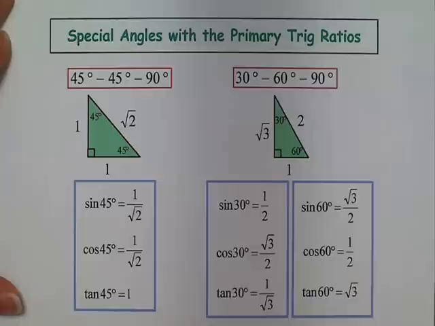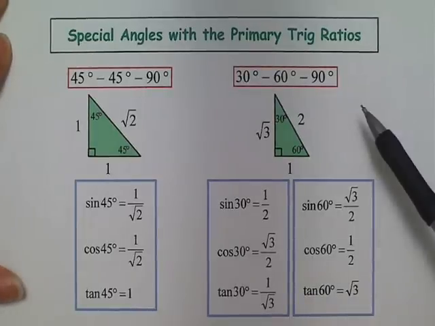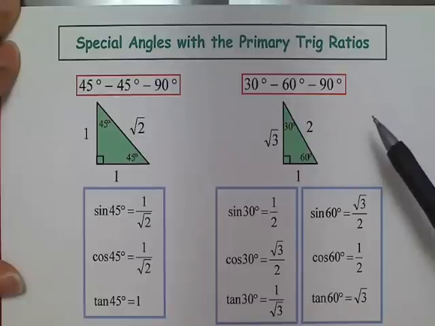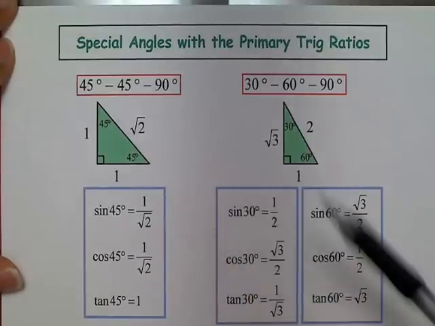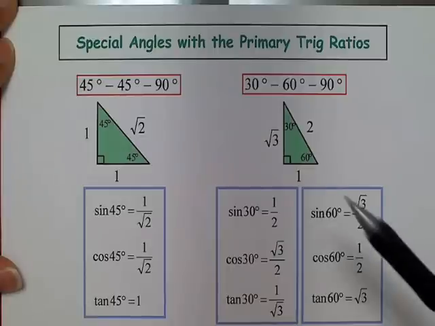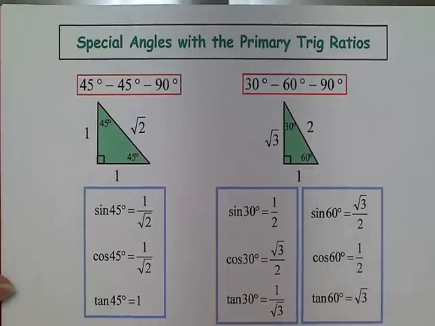Okay, so what's the benefit of knowing the 45-45-90 triangle and the 30-60-90 triangles? Well, if you're asked to find the sine, cosine, or tangent of any one of these angles, whether it's a 45-degree angle or a 30 or 60-degree angle, you can find the exact value, meaning you don't need a calculator to determine it. You can figure it out without the use of a calculator and without getting a decimal.